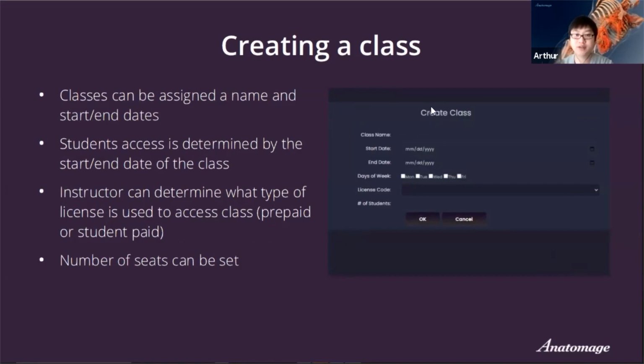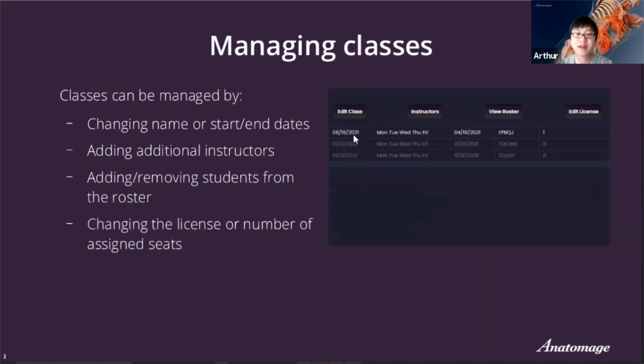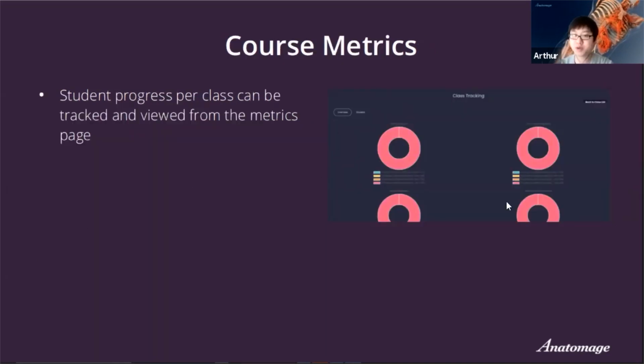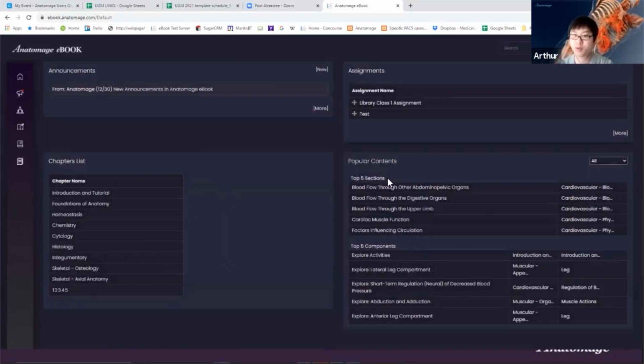There's also the ability to create a class in this page, where you can assign a class a name, assign the end date, the license code, and number of students. And then you also have the ability to manage classes, where you can change the name of a class, change the end date, add instructors, update the roster, change the license, and so on and so forth. And then finally, you have access to the metrics for those classes over here on this metrics page. So let me go ahead and show you that whole process over here on the website itself.